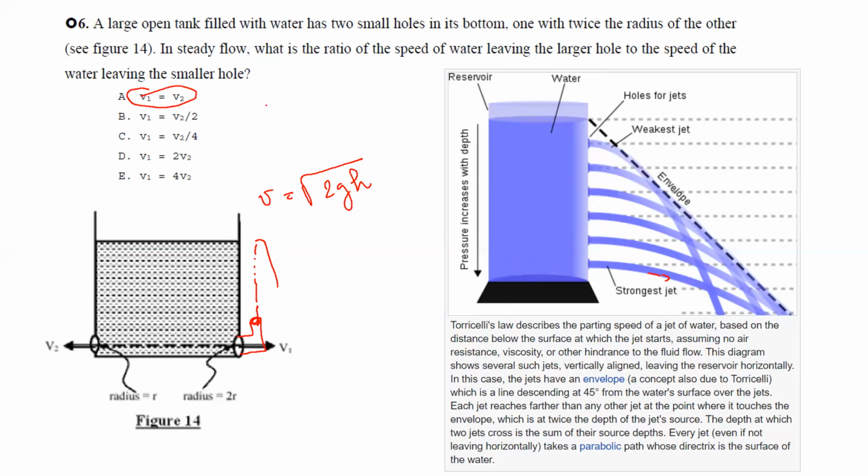I'm just transforming the hydrostatic pressure into a dynamic pressure. Good. Torricelli's law. It's written this way. Check it out.